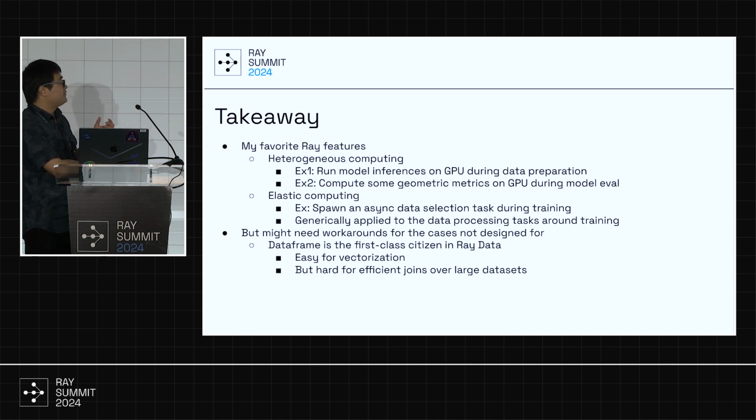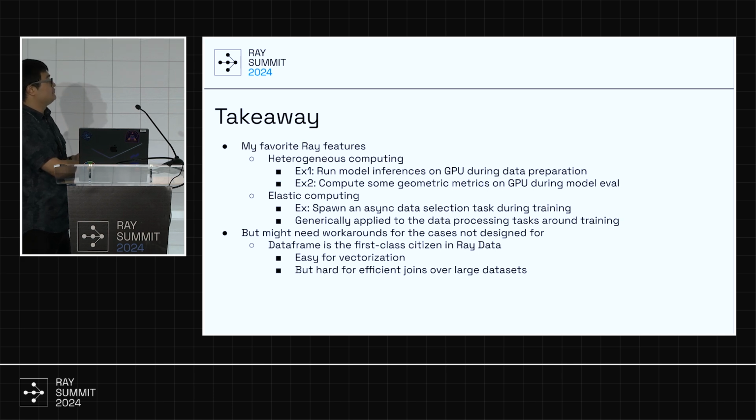My favorite Ray features, the first one is heterogeneous computing. This is important even when we do some data processing, because you will never know when you want to offload some workload to GPU. In our examples, when we do data preparation, we may run some model inference on GPU to generate some synthetic data. Or sometimes when we do the eval, some geometry metrics, we can move them to GPU to compute. And then another feature I really like is elastic computing.